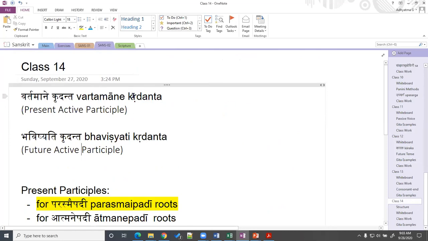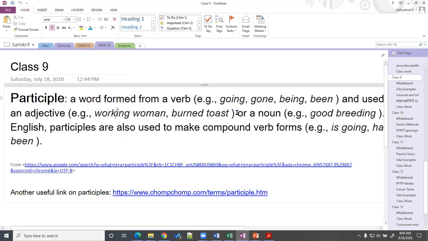Not all Krudanta. Krudanta means the word in which Krut suffix is coming in the end. Not all such words are participles. But today's word is participle. And in today's class as well as the next two classes, we'll study some very important participle words. So today we'll study present active participle and future active participle. So participle, if you remember, I explained that day, is a word formed from a verb and used as an adjective or a noun. That is the general definition of a participle.